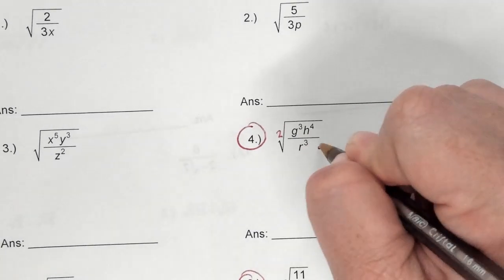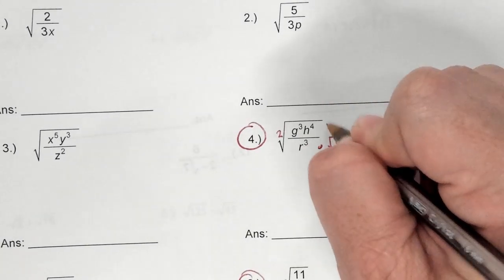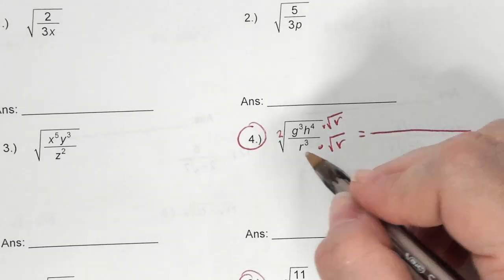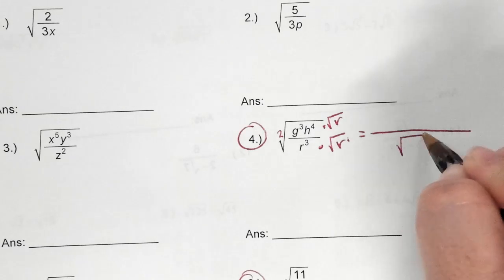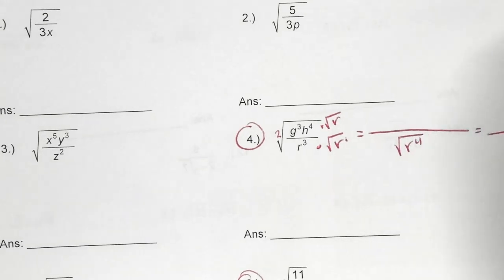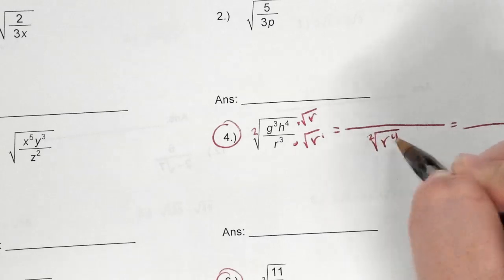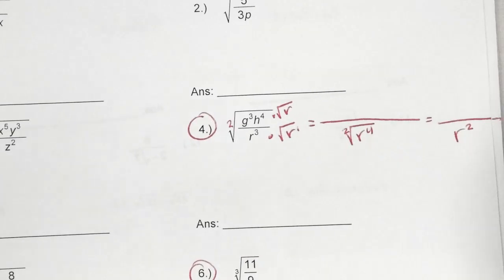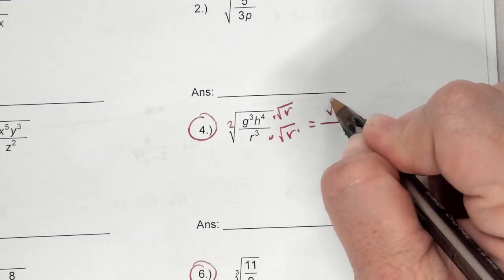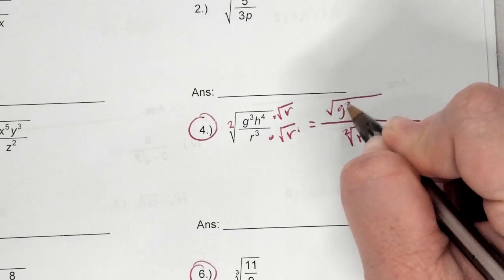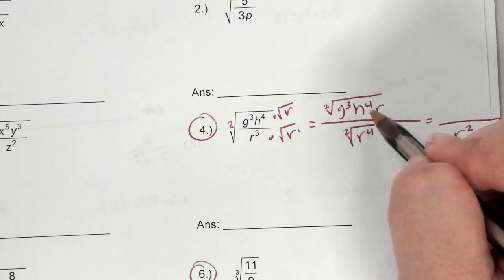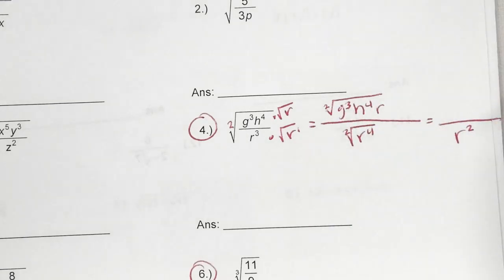So knowing that, I can multiply by just the square root of r, top and bottom. Well, 3 plus 1 is the square root of r to the 4th power. And 2 goes into 4 how many times? 2. So my denominator is no longer a radical. Don't overthink the top. Those just go under the house together. We have g cubed, h to the 4th, r, and this is a square root. 2 goes into 3 how many times? 2 goes into 4 how many times? 2 goes into 1 how many times? Does that make sense?